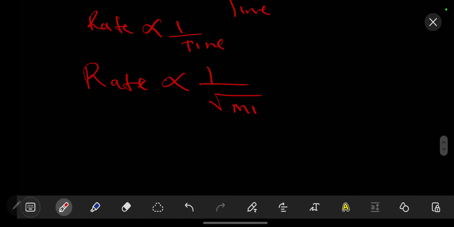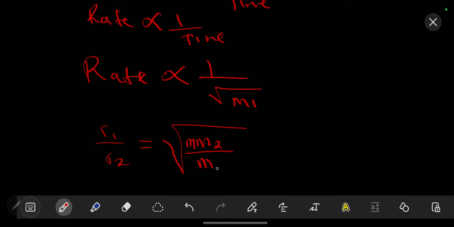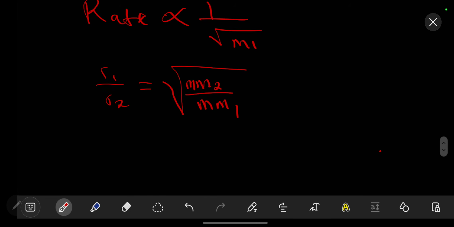Therefore, the equation connecting rate and the molar mass according to Graham's law is rate 1 over rate 2 should be equal to the square root of the molar mass. Now rate 1 will correspond to the molar mass of 2, since these share an inverse relationship. So if we have rate 1 on top, we are going to have molar mass 2 there, then down we are going to have the molar mass of 1. So this shows that we have an inverse relationship.